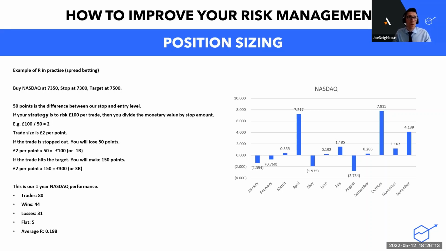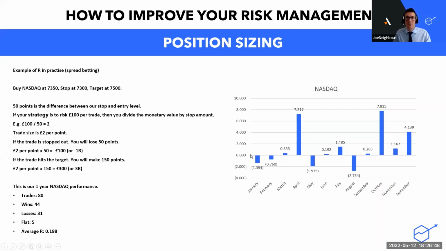So in this instance, we would be risking £2 per point. For every point movement in the NASDAQ, that would cost us £2. And we know that our risk is £100 and we're prepared to lose that. We've got that in our head that that is our maximum risk that we're prepared to lose on this particular trade if it doesn't go in our favor. So if the trade is to get stopped out, we will lose that £100 or we'll be down 1R. If the trade goes on to hit the target, we'll make 150 points, which is 3 times the amount that we've risked. So we will make £300 or 3R.